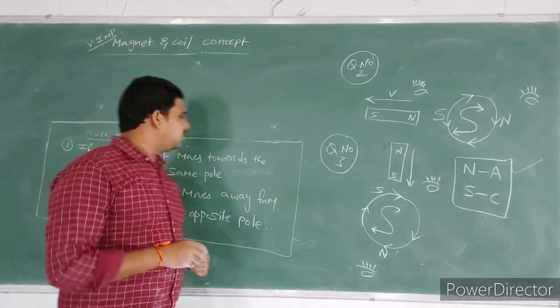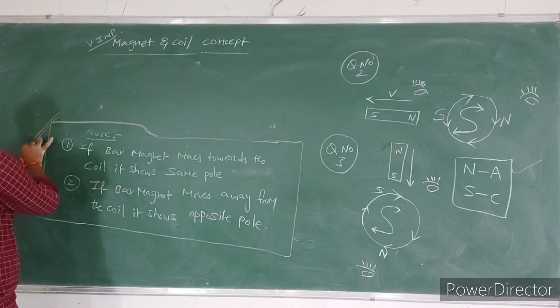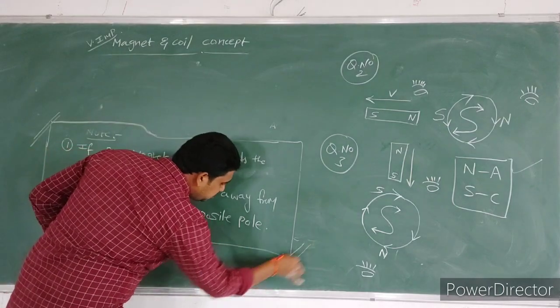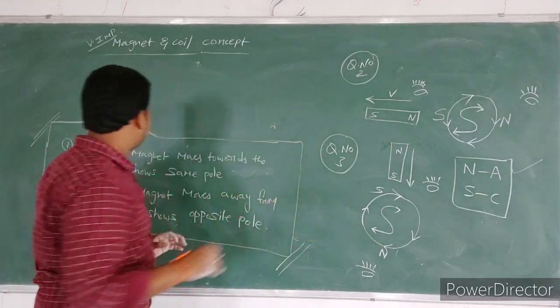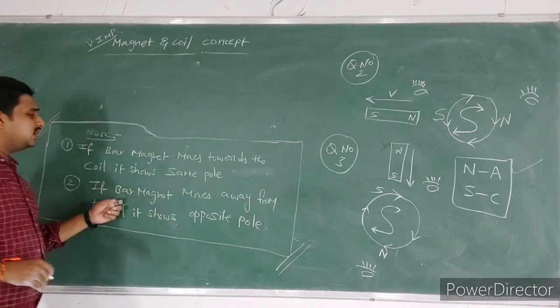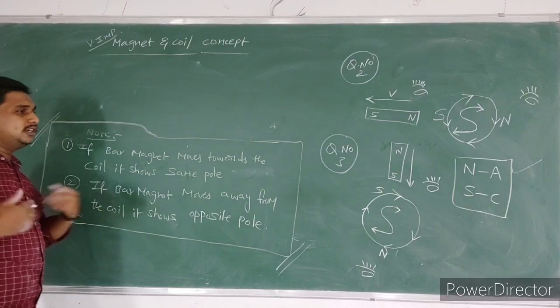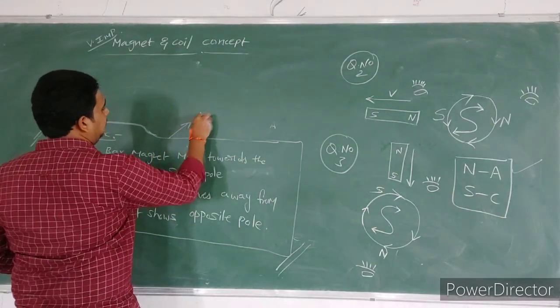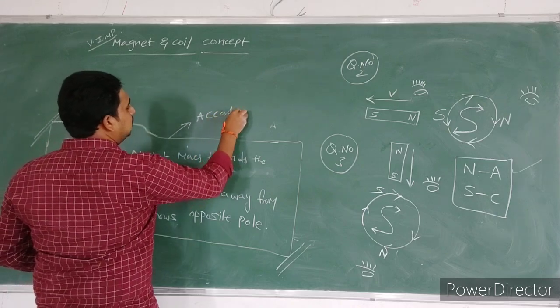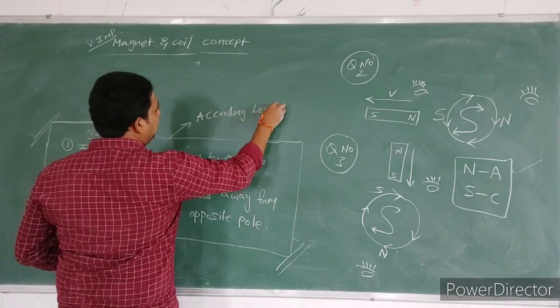Now you may have a doubt. Why do we consider these two key points? Why, when a bar magnet moves towards the coil, does it show the same pole? Why, when a bar magnet moves away from the coil, does it show the opposite pole? Why? According to Lenz's law.